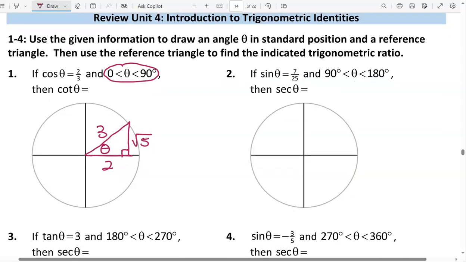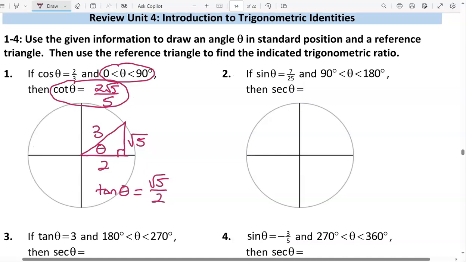And we're asked to find the value of cotangent, which remember is the reciprocal function for tangent. So tangent of theta is equal to opposite over adjacent. And so that means that cotangent is the reciprocal to that, which is 2 over root 5. And in rationalized form, that's 2 root 5 over 5.